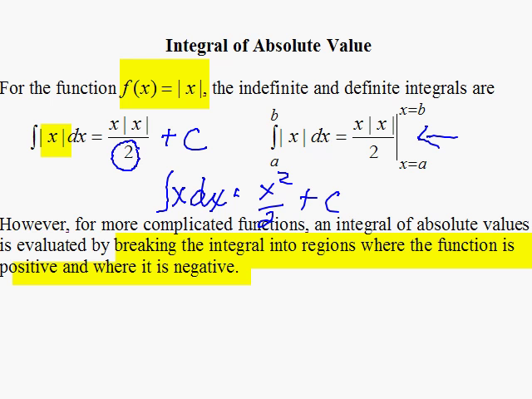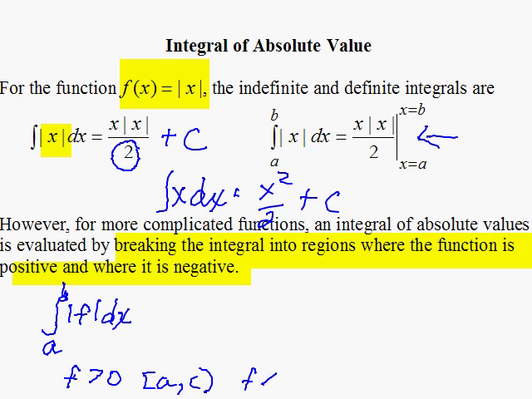Let me write that out for a second. Okay, so I'm integrating some function. Let's just do the absolute value of f just to demonstrate, and we're going to take it from, say, a to b. Okay, let's say that f is greater than 0 from a to c, and that f is less than 0 on the interval c to b.